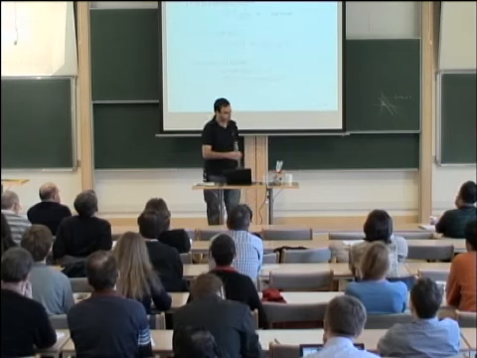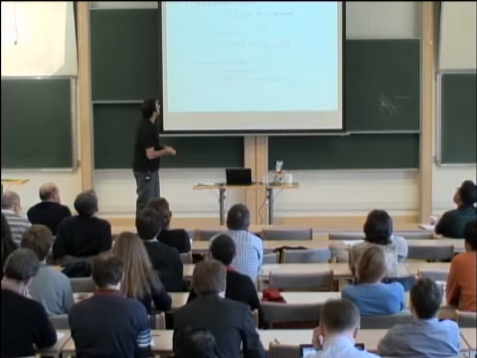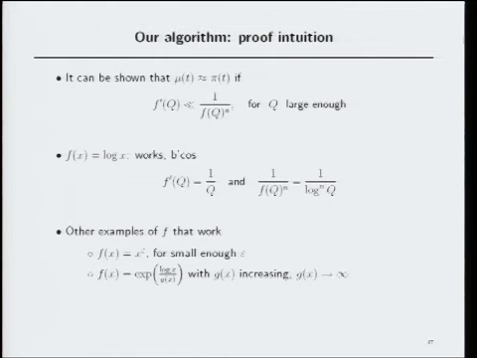But if you have f of x equal to log x, then of course f prime is 1 over q, and this is polylog q, and clearly for large q, this will be much smaller than that. And that's the reason this type of choice of f's will work.